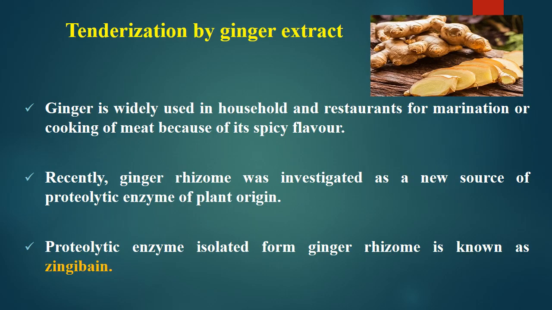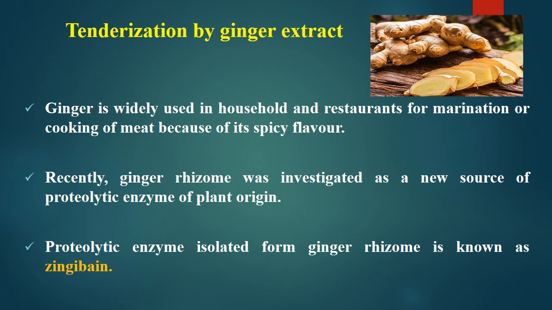Now specially we want to discuss a new development about a plant origin enzyme as tenderizer, that is ginger extract. As we all know, ginger is widely used in households and restaurants for marination or cooking of meat because of its spicy flavor. Particularly in Indian households, ginger is most common for cooking of any non-vegetarian food, particularly mutton, beef, pork or chicken, and it gives a special flavor.